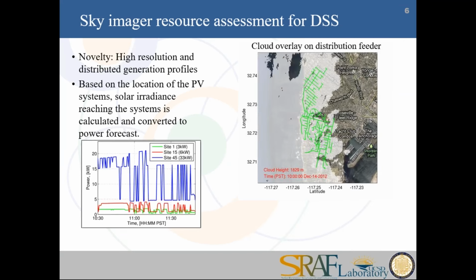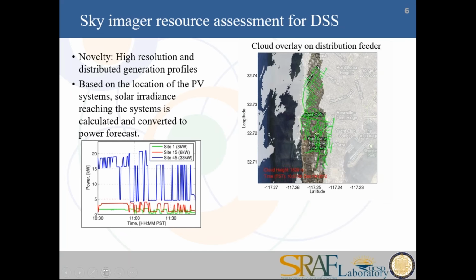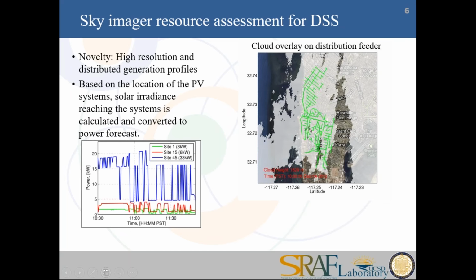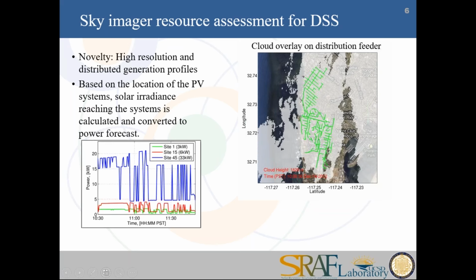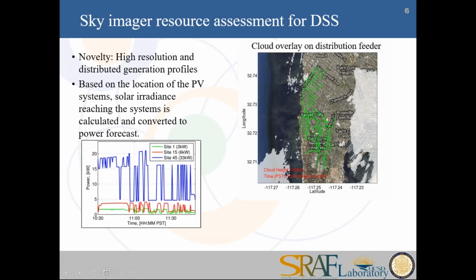So in this slide you see how we overlay these cloud maps on a distribution feeder. And what's now the critical innovation here is that we can specify for each PV system that we map out on that feeder its own irradiance profile.